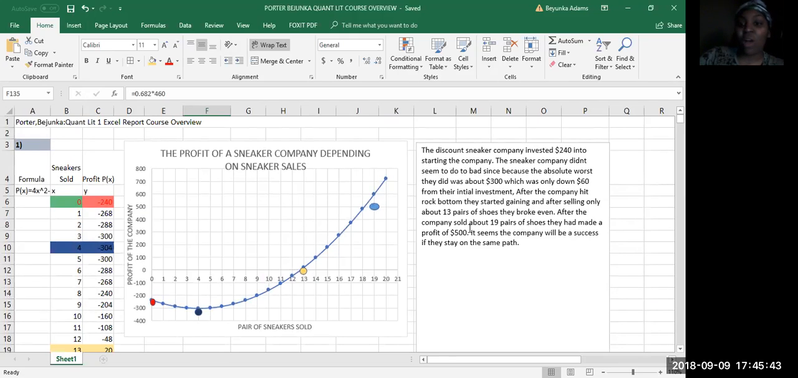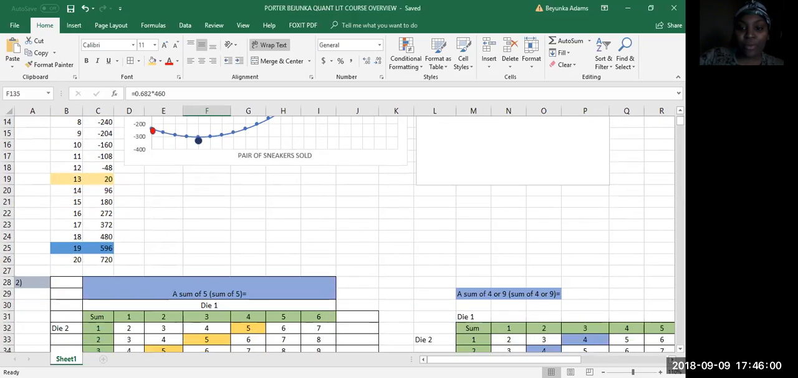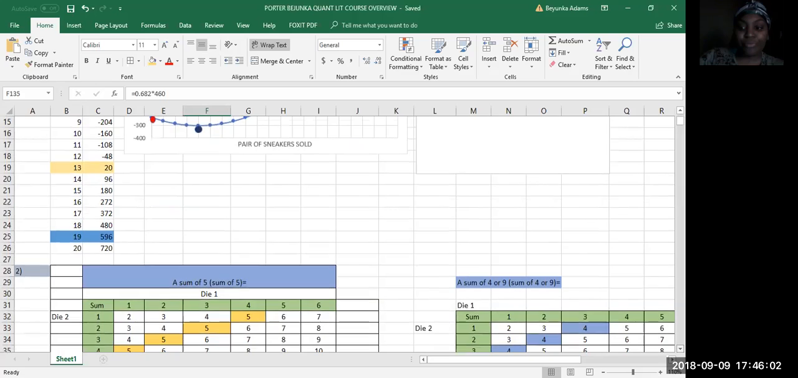After the company hit rock bottom, they started gaining, and after selling about 13 pairs of shoes, they broke even. After the company sold about 19 pairs of shoes, which is right here, they made a profit of about $500. It seems the company will be a success if they stay on the same path. All right, moving along. Let's go over here to question 2.